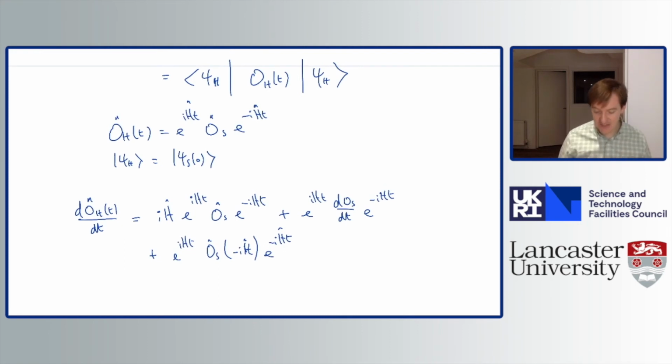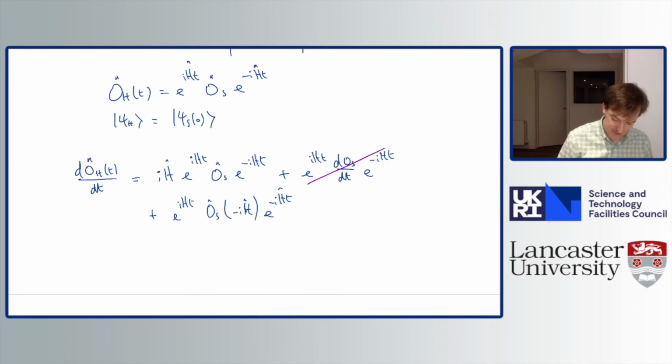The first one is we know by definition these Schrödinger operators do not depend on time. So the time derivative of something that does not depend on time is 0, so this middle term is going to vanish. We also know that the Hamiltonian commutes with itself.